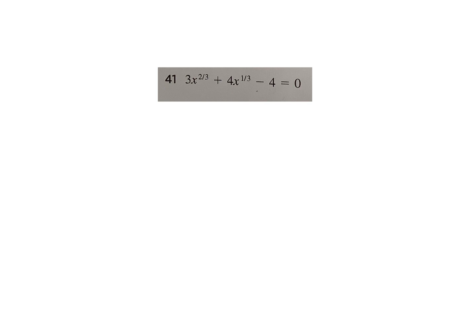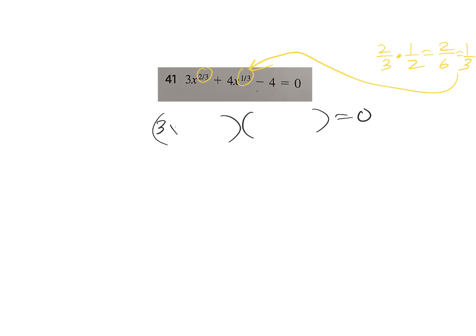Again, the exponent is 1/2 of 2/3. Think about it, 1/2 of 2/3. You multiply them, what do you get? 2 over 6, or 1/3, which is what this is. So what are we going to do? We're just going to start off by factoring it like a trinomial, except we're going to put our exponent as the 1/3. It's always the middle term's exponent.